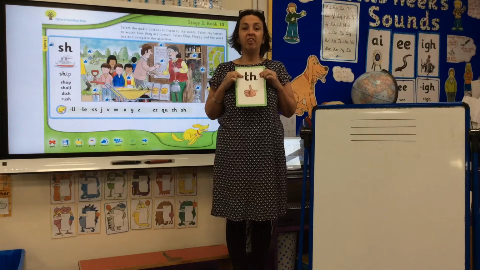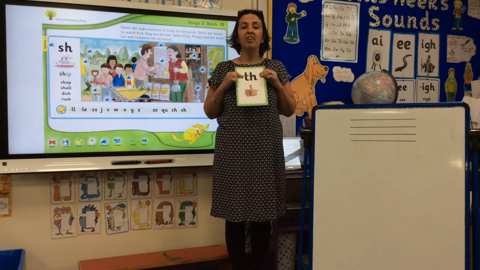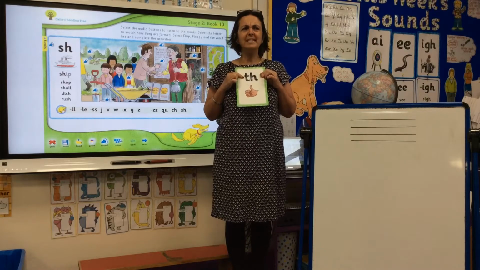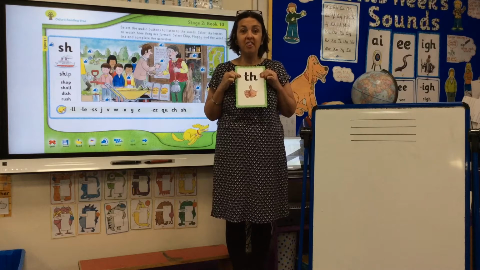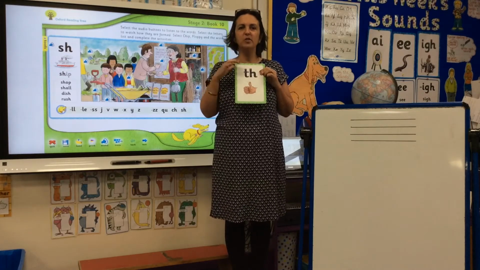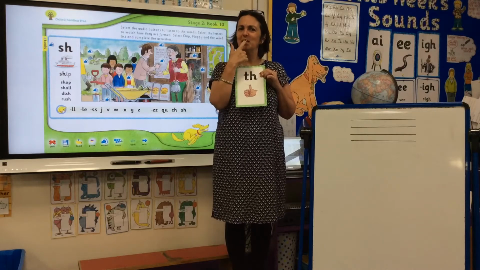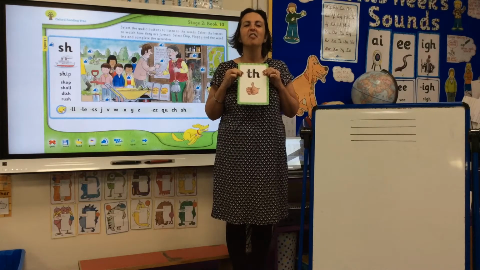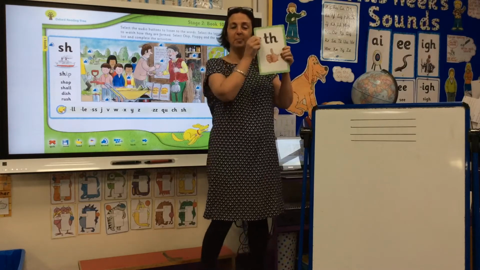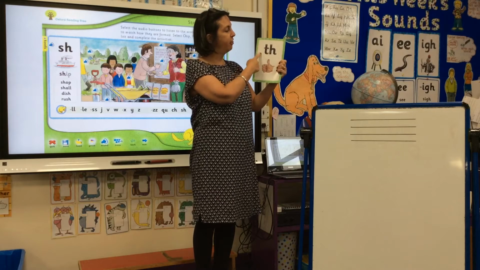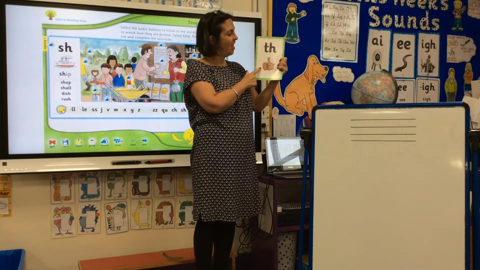So one is a little bit more of a vibration. It should tickle a bit on your tongue. And the other one, blow over your tongue. Remember not to stick your tongue out too much, just a little bit on the front of your teeth. As in this, as in thumb. This, thumb.